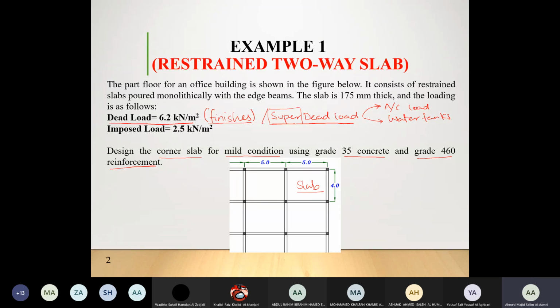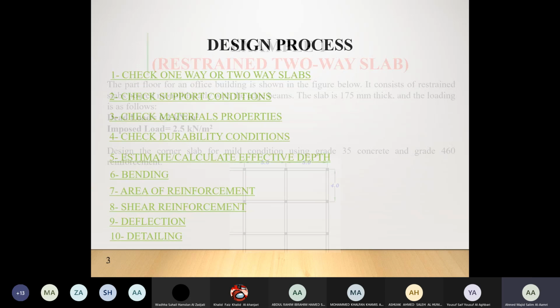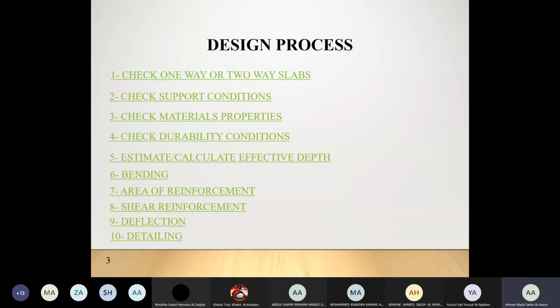So the things are very smooth about this particular problem. The only thing, once again, you need to understand is the question and what it requires from the beginning. Now, if we go and see, there are certain steps I have written for you here. First step is to check whether the slab is one-way or two-way. And then we need to check the support condition, whether it's restrained or simply supported, in order for us to use the correct type of table.